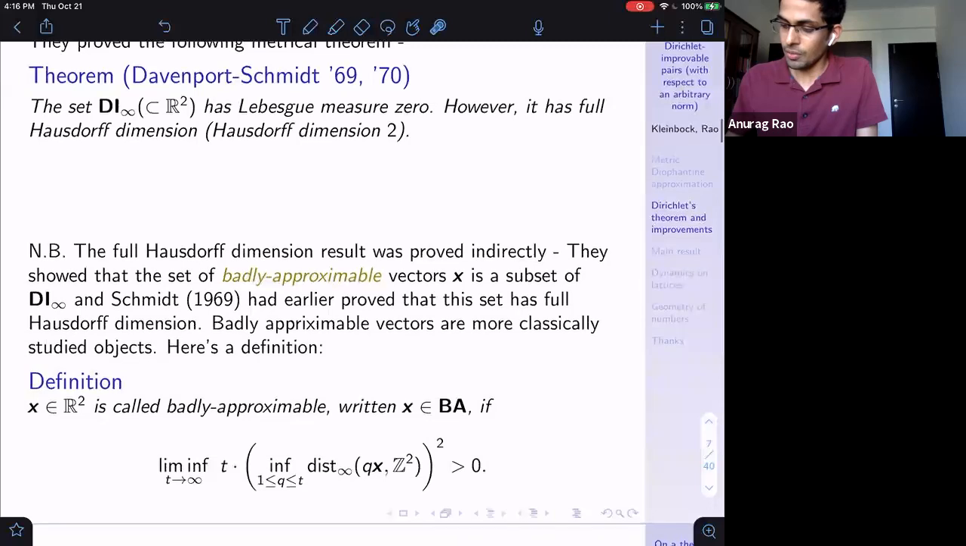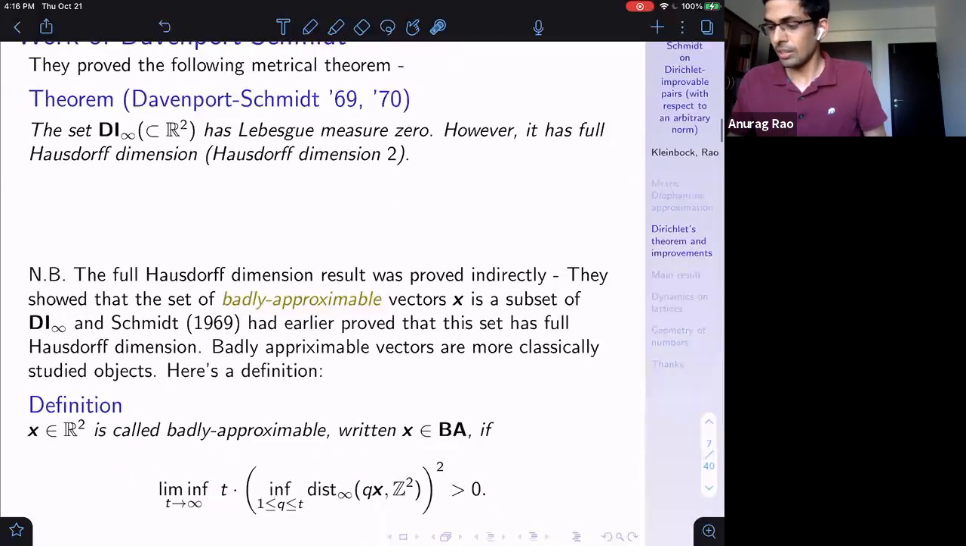And one definition of badly approximable vectors is this. It's a similar kind of definition to Di infinity, except you're taking a lim-inf over here, and the stipulation is that the lim-inf is greater than 0. So this is some kind of asymptotic condition. You want something to hold for infinitely many q, whereas on the other hand, we wanted something to hold uniformly after a certain point.